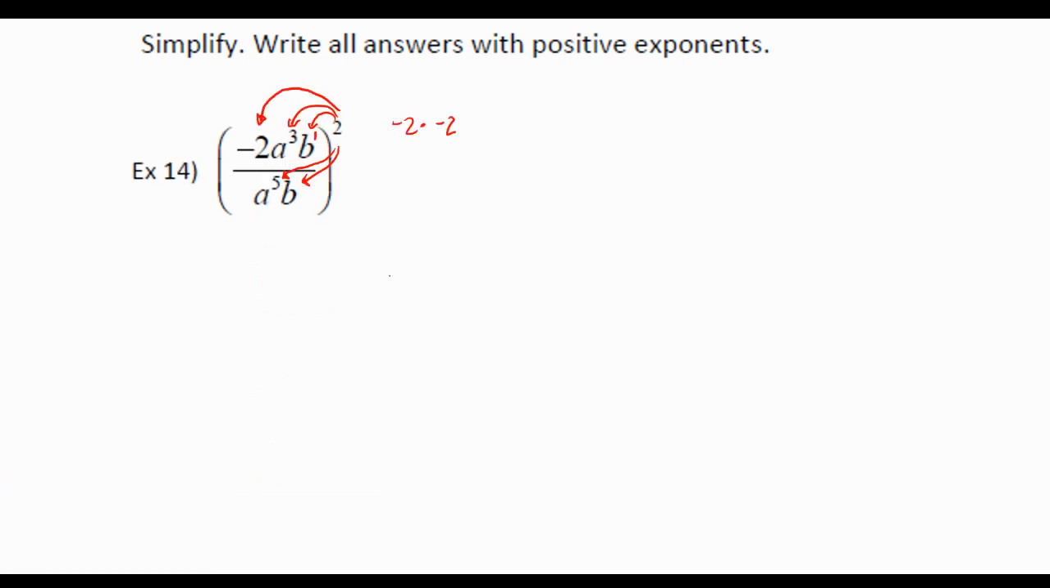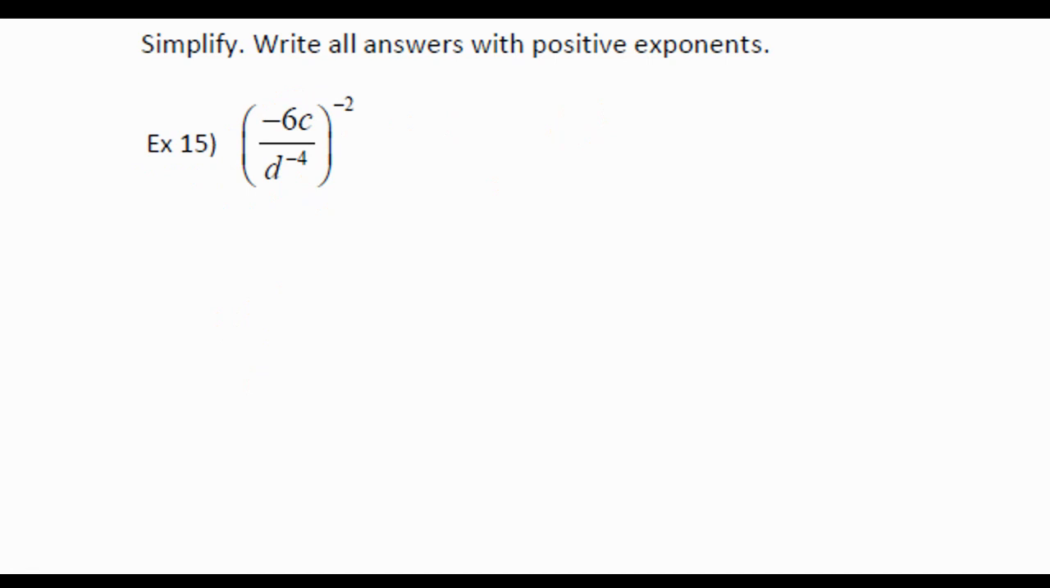And back. Okay. So negative 2 times negative 2 would produce a positive 4. A to the third to the second. So you're asking yourself, a to the third to the second. So what happens here with these exponents? It's where you multiply. A to the 6, and this would be b squared.